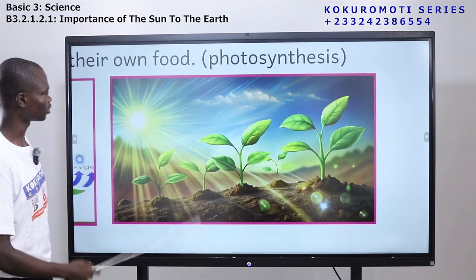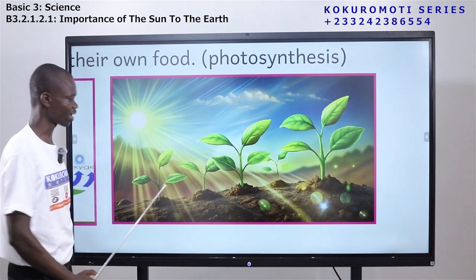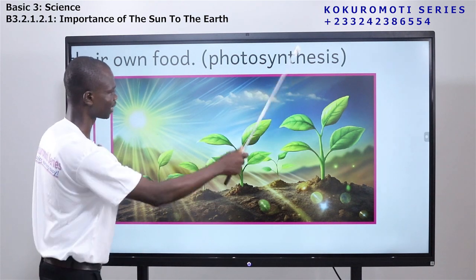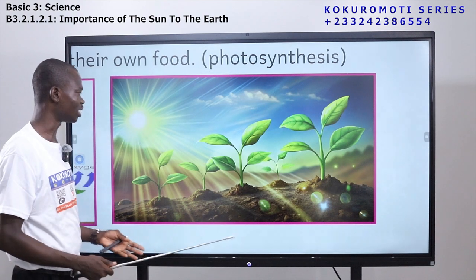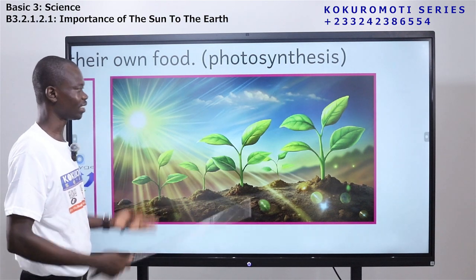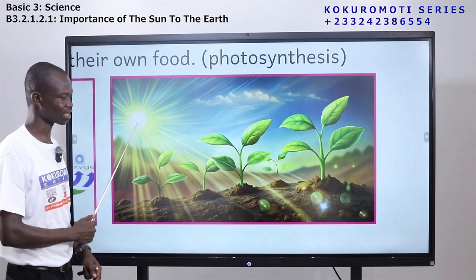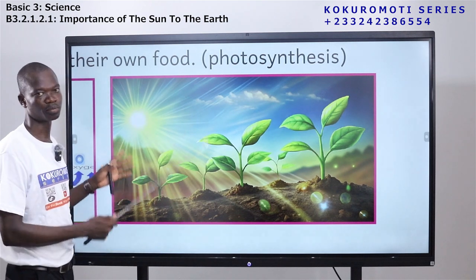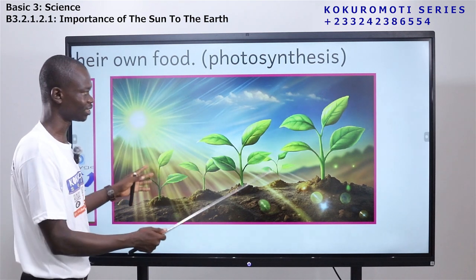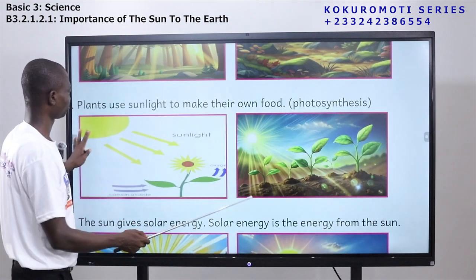When it comes to this side too, you see these are plants. They are able to grow. You see them, they are growing like that. Because they get food, they are able to prepare their own food. That's why they get what? That energy to grow. And they use what? The sun to prepare their own food. And this is also a process called what? Photosynthesis.